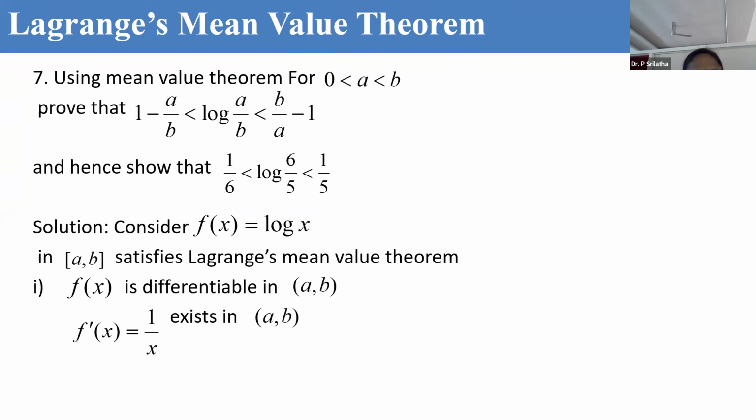Now coming to the next question. Using mean value theorem for 0 less than a less than b, prove that 1 minus a by b is less than log of b by a is less than b by a minus 1. And hence show that 1 by 6 is less than log of 6 by 5 is less than 1 by 5. Here we have a deduction also, so we have to do this problem.